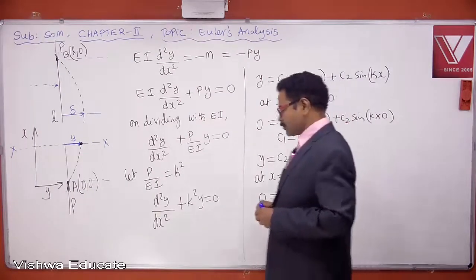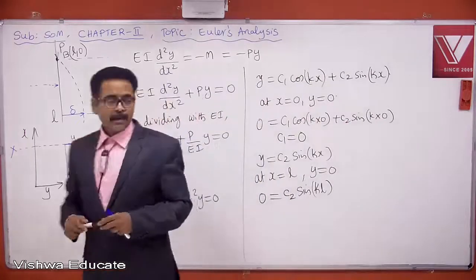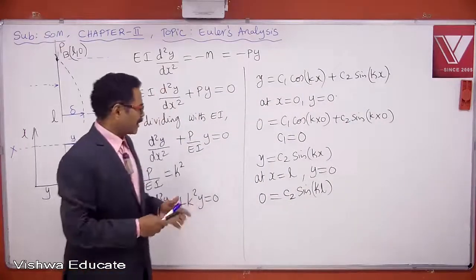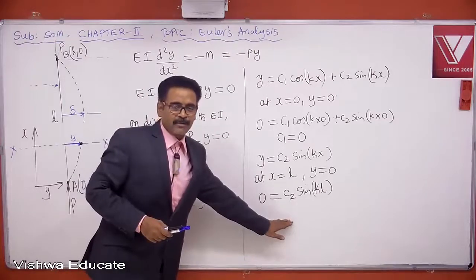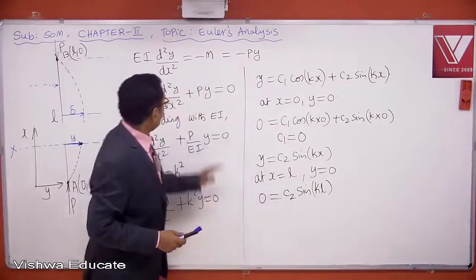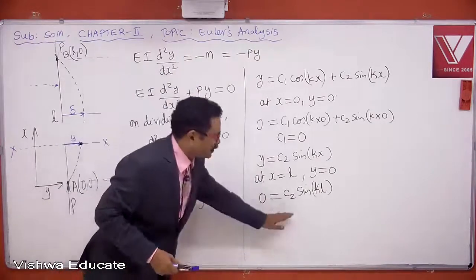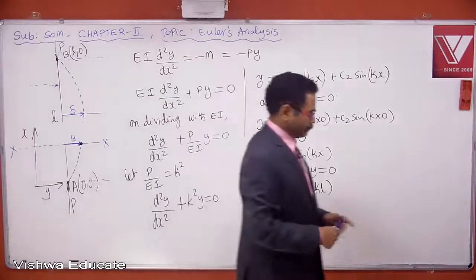0 is equal to C2 into sin KL. So you may copy up to this point. From this point onwards, I will discuss later, right? So copy all these contents and come up to this point. Then I will explain.